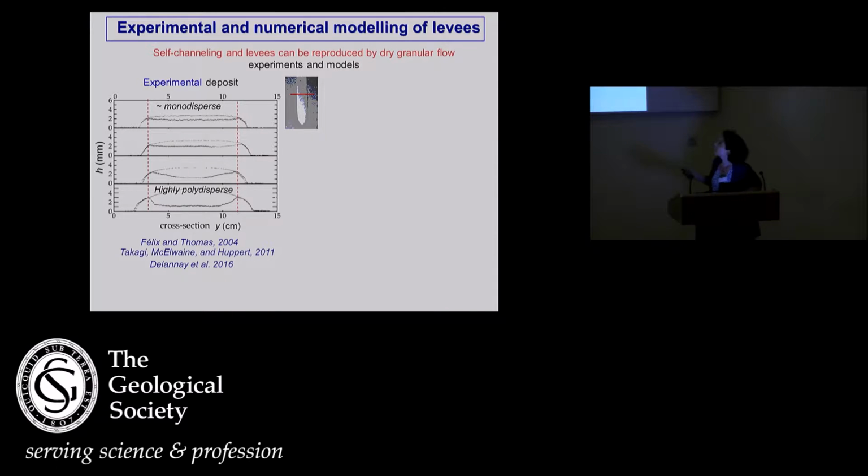So first, for example, an illustration of what experimental models, so lab experiments or numerical models, can bring as information is that, for levee channel flow, we can reproduce the self-channeling and the levee formation with only dry granular material. This is something that has been proved, and I show you an illustration of that. It's work that was started by Felix and Thomas in 2004. What they did, they released some granular material on a slope, and you see that the granular material chooses a given width by itself, so the flow naturally selects a width for flowing, and when you cut the alimentation here, then the central channel is drained, and you recover levee channel morphology.